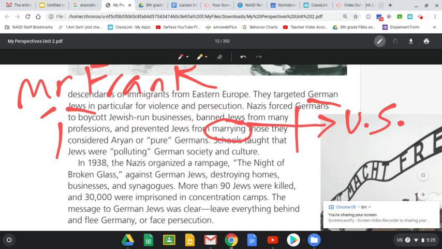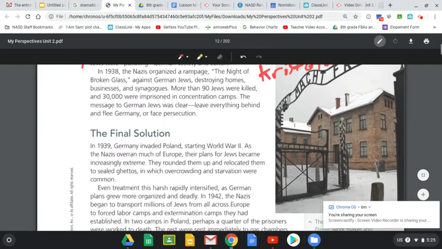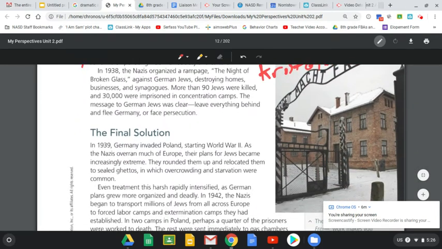In 1938, the Nazis organized a rampage called the Night of Broken Glass. Kristallnacht. It's a German word for Night of Broken Glass. Destroying homes, businesses, and synagogues. More than 90 Jews were killed and 30,000 were imprisoned in concentration camps. The message from German Jews was clear: leave everything behind and flee Germany or face persecution. These attacks, often like drunken attacks on Jews, had a history, the centuries of persecution against the Jews, and those were called pogroms.